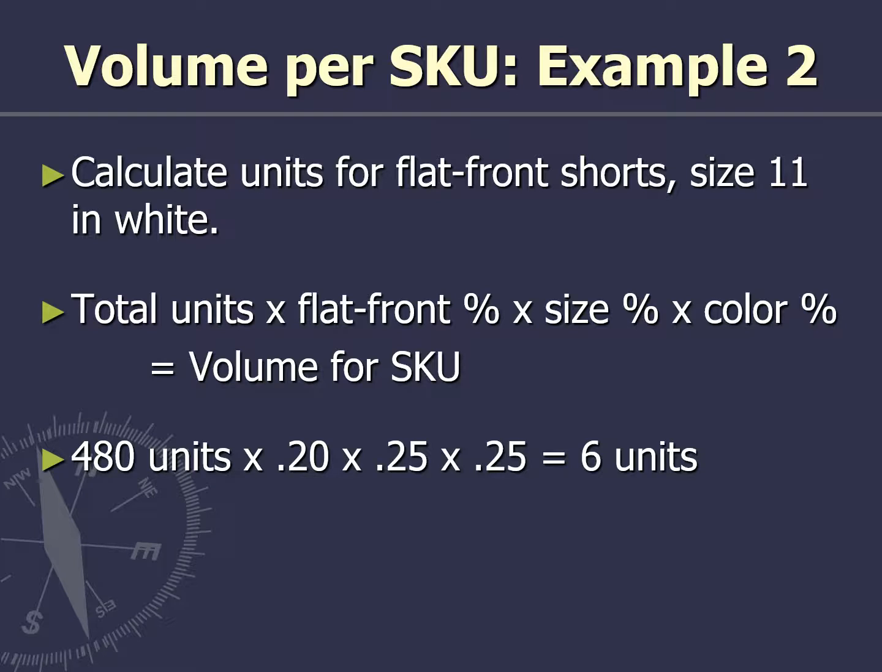All right, so the total number of units available for shorts was 480 units, times flat front, which has to be 20% of them, so multiply that by 20%, and size 11 was 25%, and the color white was 25%, right? So that's 480 times 20% times 25% times 25%, which is a total of 6 units. So you can buy 6 units of this SKU.